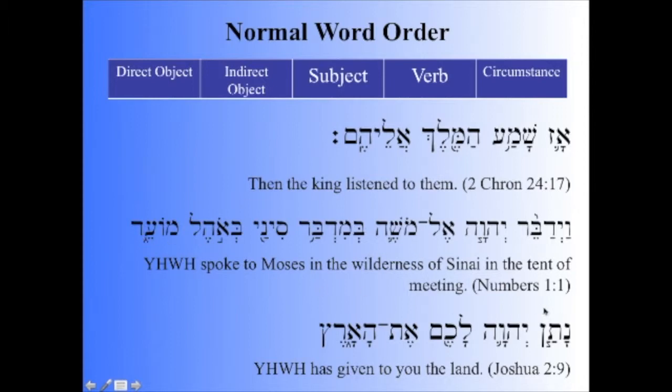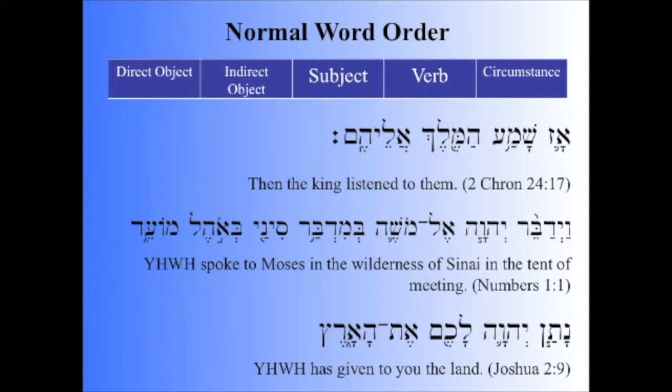And finally here, we're starting with a verb, subject, indirect object, direct object. The Lord has given to you the land. Okay, so this is normal word order.